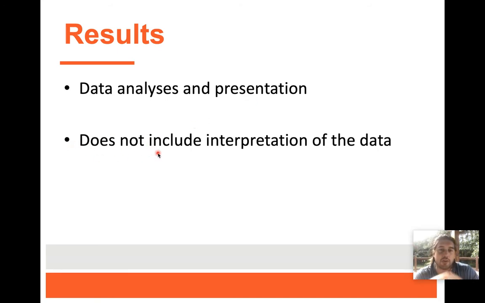Importantly, the results section will not include interpretation of the data. It's just the presentation of the data themselves, right? Here are the data.